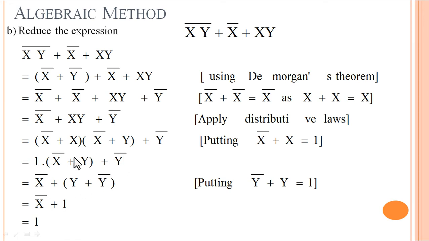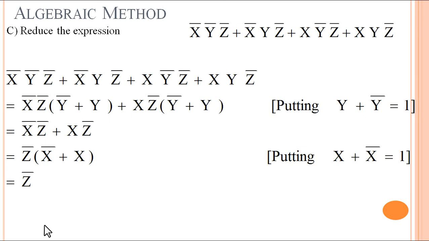Rearranging the terms again. What are the terms? x bar plus y bar. So x bar we have taken outside. y plus y bar we have put in a bracket so that we can implement the complementarity law. The complementarity law is x plus x bar is equal to 1. Similarly, y plus y bar is equal to 1, or y bar plus y is equal to 1, can be placed as 1. So here it is 1, x bar plus 1. Anything added with 1 is always 1. So the reduced format for the Boolean expression is 1.